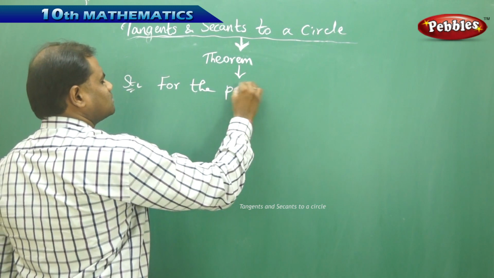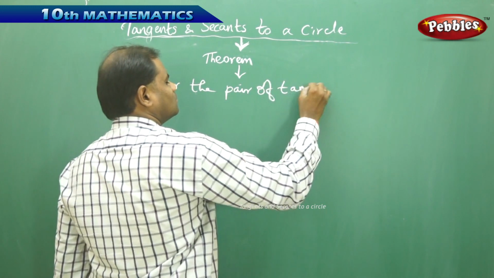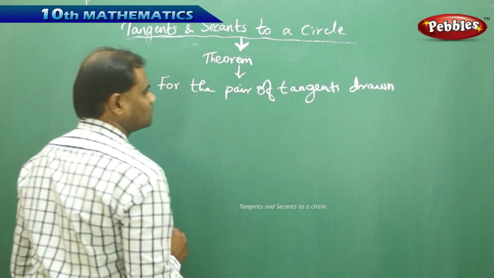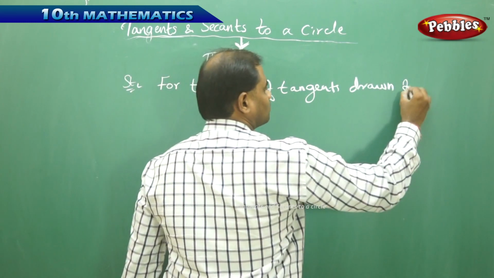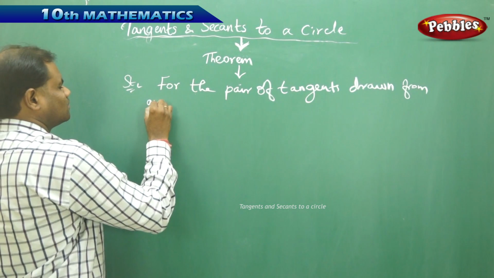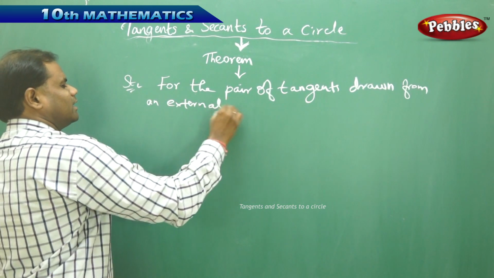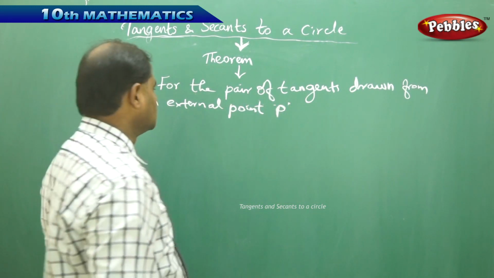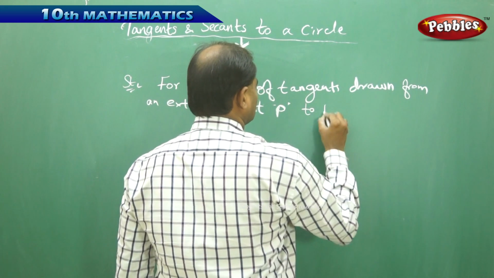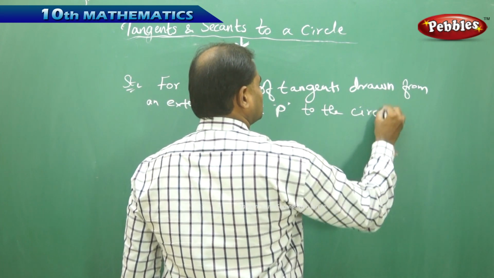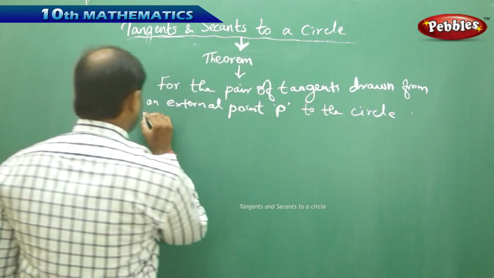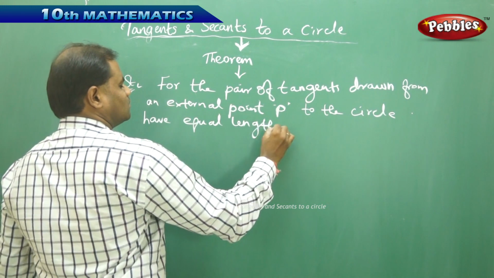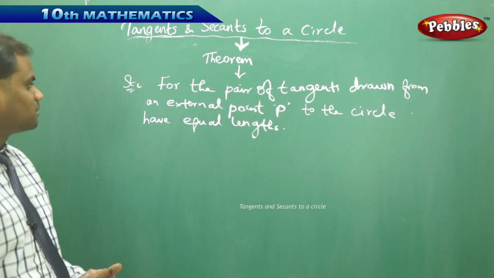the pair of tangents drawn from an external point P, external in the sense outside the circle, from an external point P to the circle have equal lengths, is what the statement clearly says.